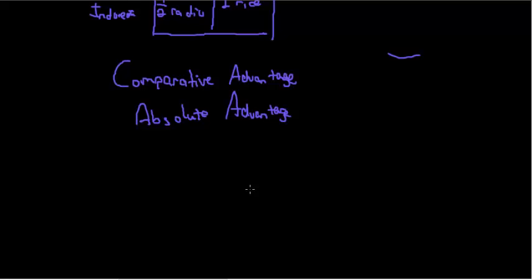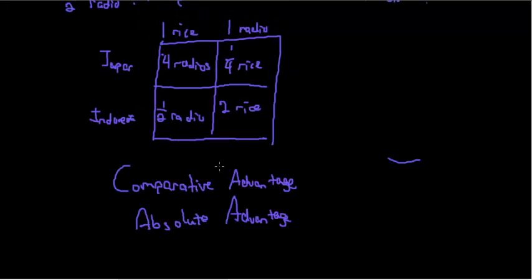Now let's look at trade. So because the opportunity cost of producing rice is much higher for Japan than it is for Indonesia, and the opportunity cost of producing one radio is much higher for Indonesia than it is for Japan, we can look at it like this. If each country specializes in the production of one of these goods, rather than trying to be self-sustaining and produce both of these goods, they can both gain from the trade.